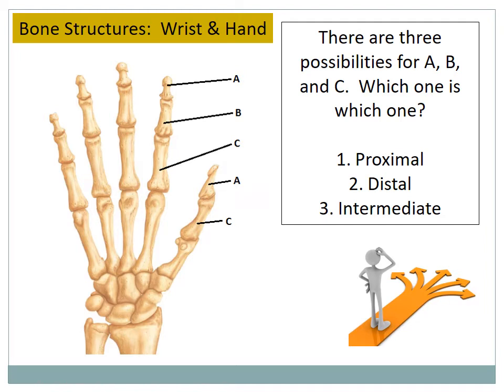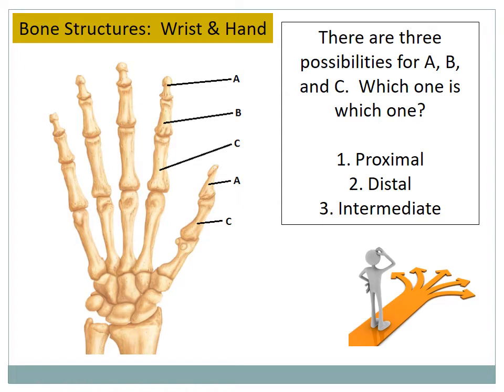Which one's A? A is distal, so that's your distal phalange. What's B? That's your intermediate phalange. And C? Yeah, that's going to be your proximal phalange.